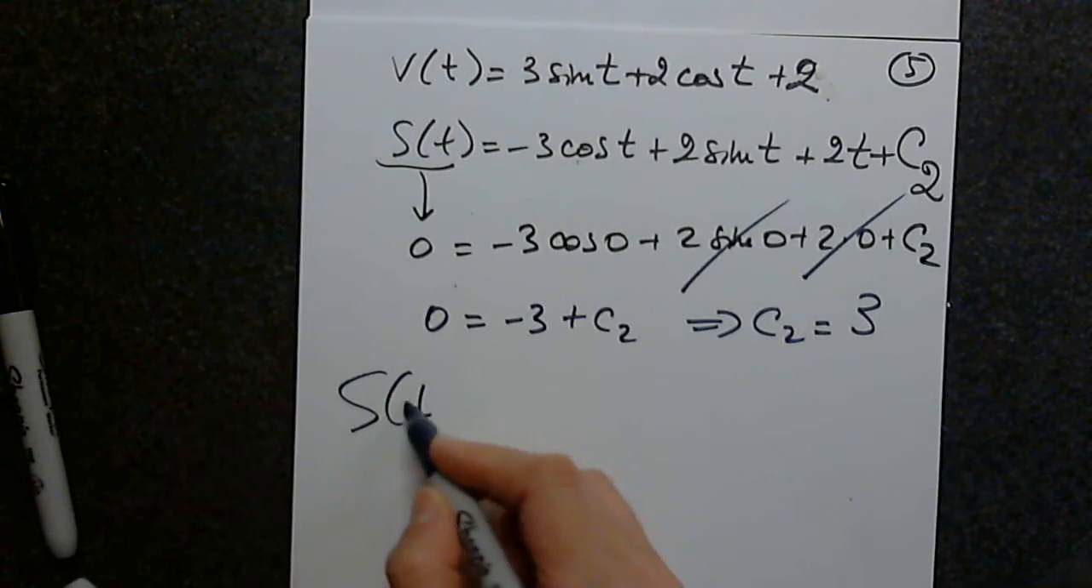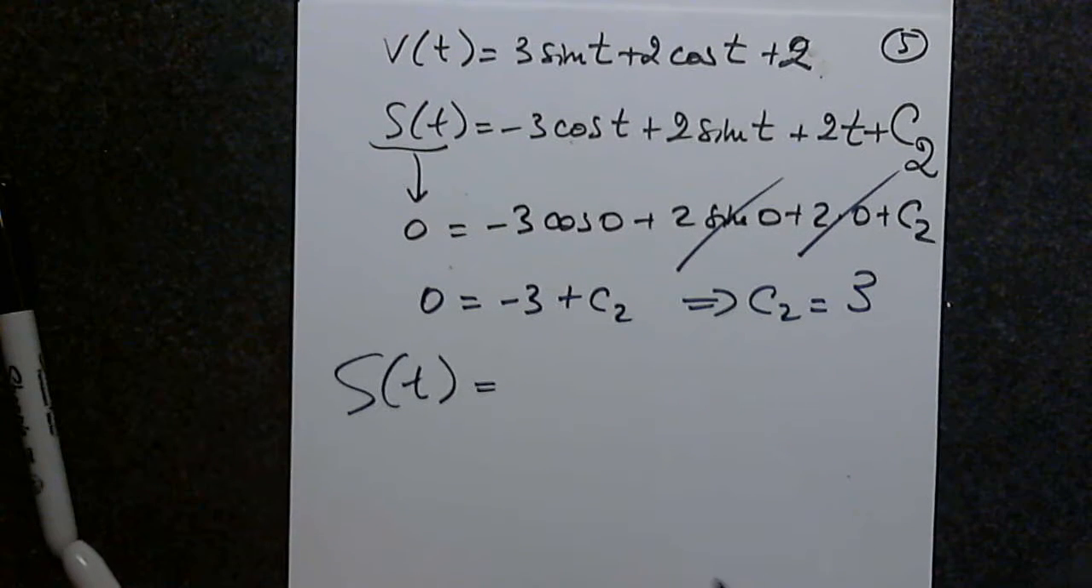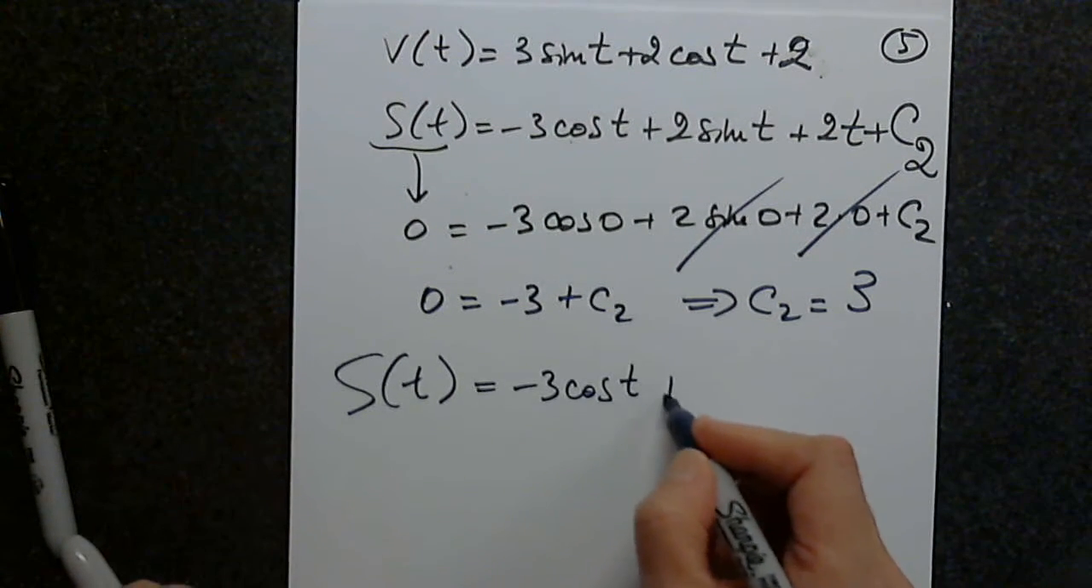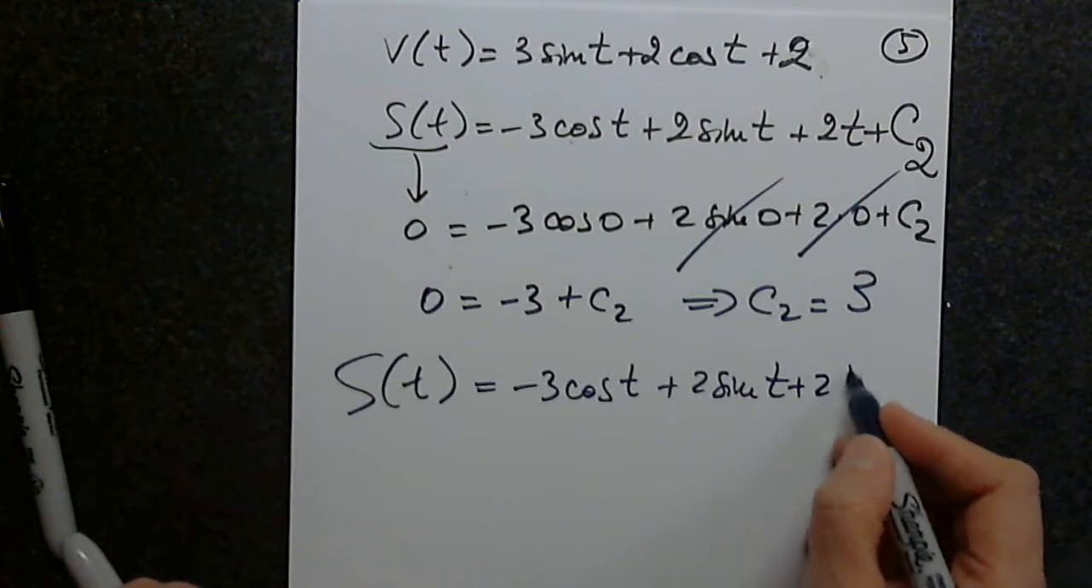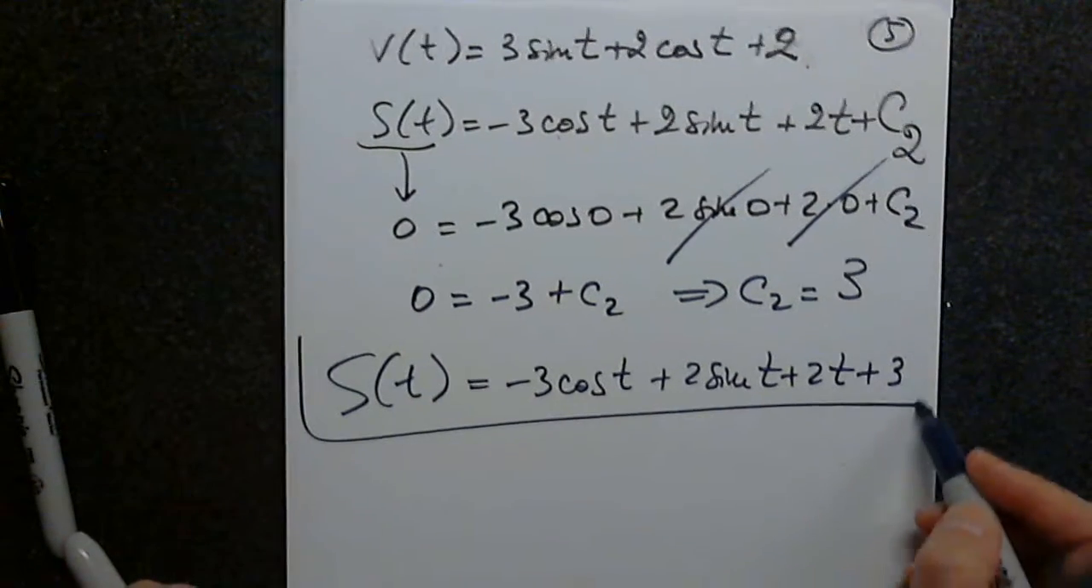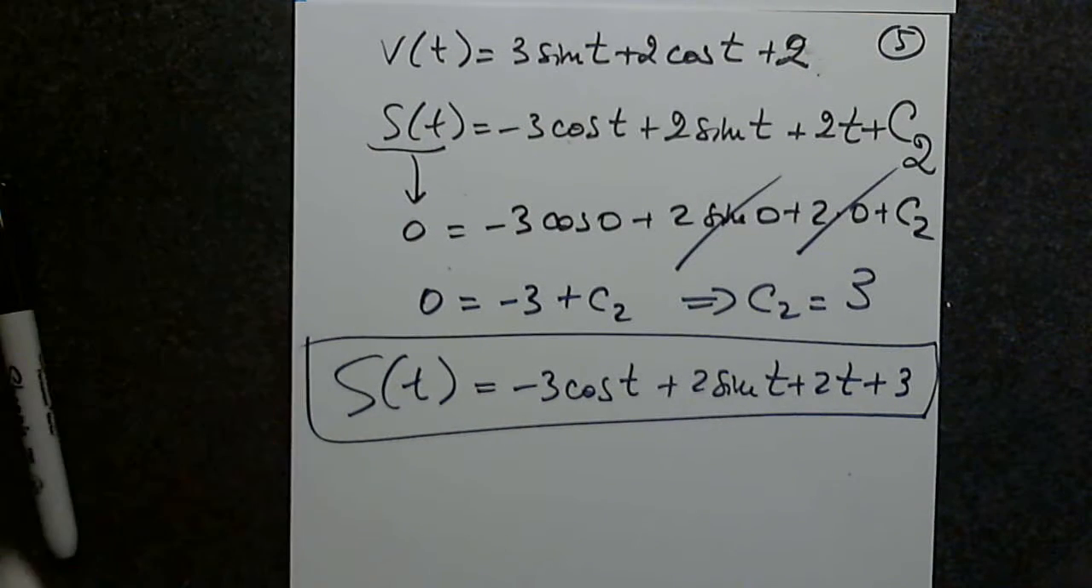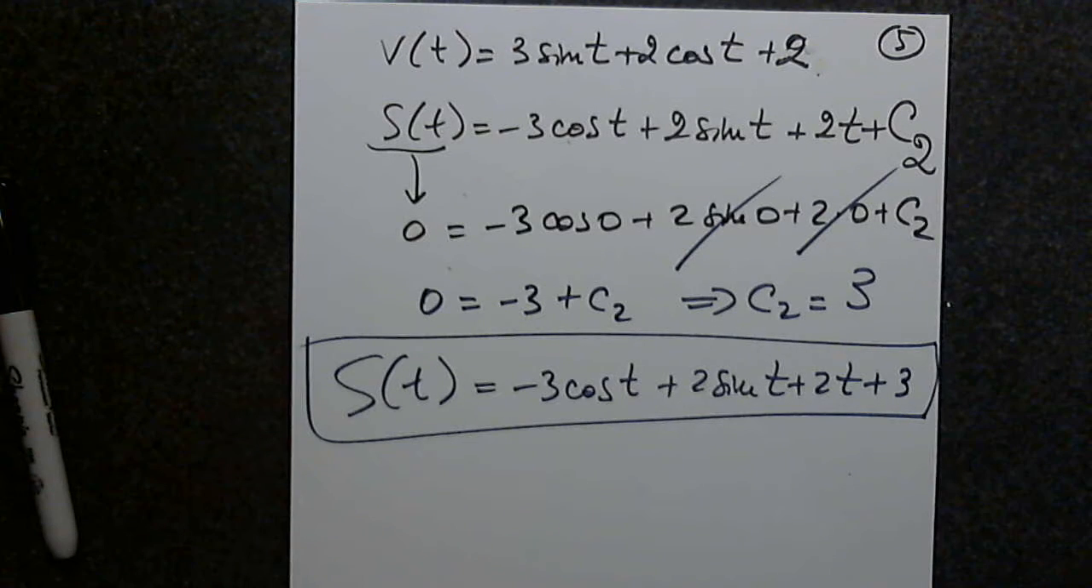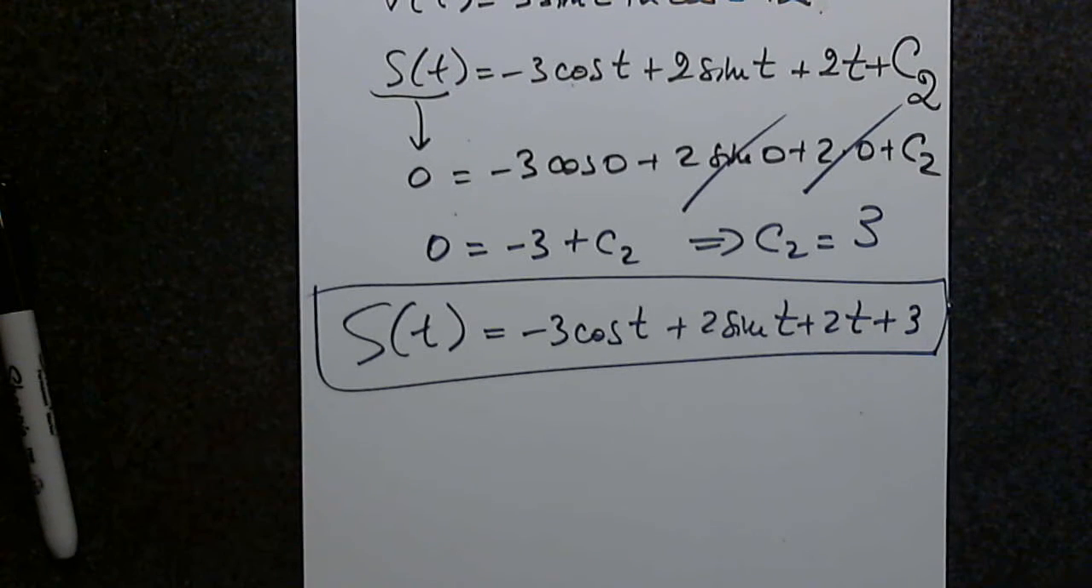Therefore, we did determine the motion formula. Negative 3 cosine t plus 2 sine t plus 2t plus 3. And this is unique to the given conditions. No other function fits the given information. Any questions?